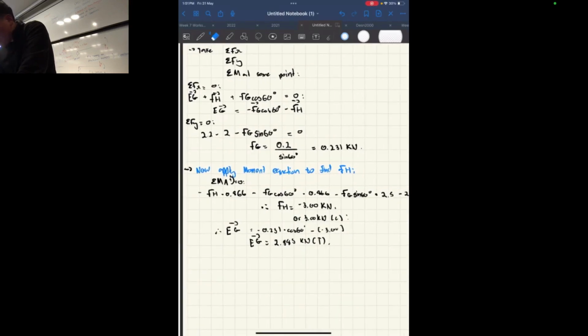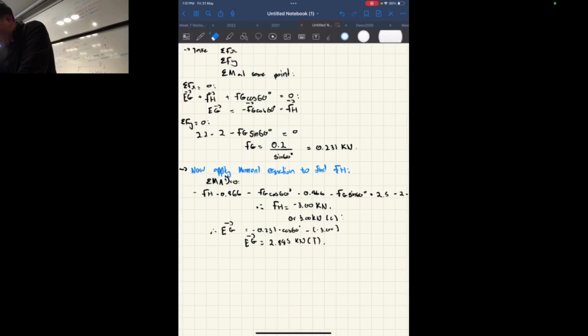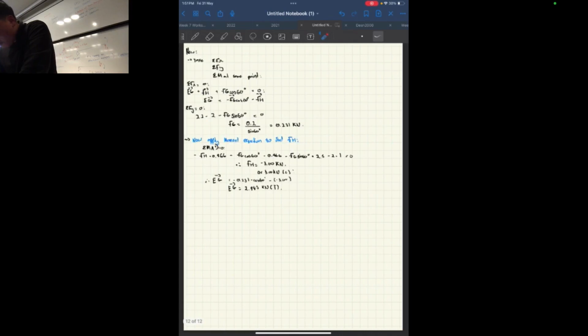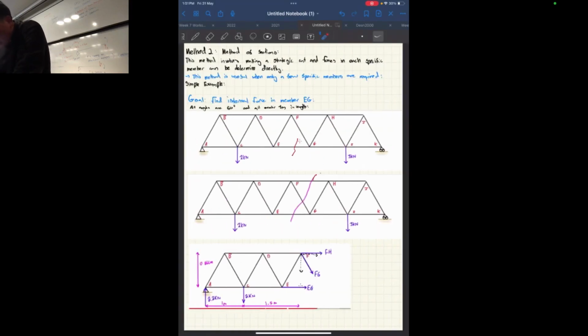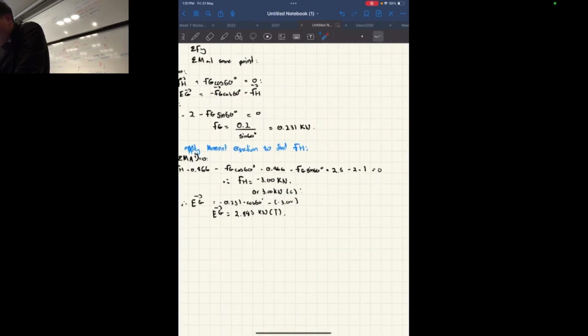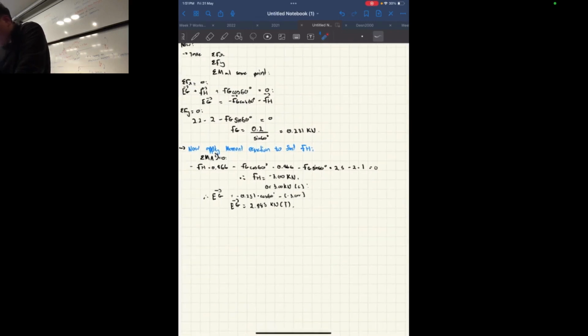Sorry, sum of Fy equals 0 to find the member FG. So we got minus 2 kilonewtons there, plus 2.2 kilonewtons going up, minus FG sine 60 degrees equals 0. So we found that FG equals 0.231 kilonewtons. Kilonewtons is just newtons times by 1,000, by the way.